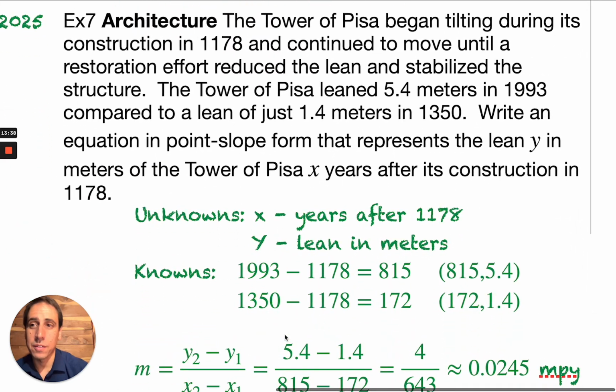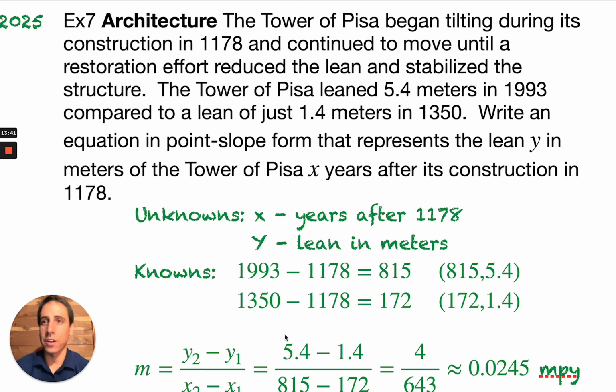Example 7, architecture. The Tower of Pisa began tilting during its construction in 1178 and continued to move until a restoration effort reduced the lean and stabilized the structure. Glad they did that. Wouldn't want it to fall over. The Tower of Pisa leaned 5.4 meters in 1993 compared to a lean of just 1.4 meters in 1350. So the 1993 was when the restoration effort began. You can see it went from 1.4 meters in 1350 to 5.4 meters by the time they started restoring it.